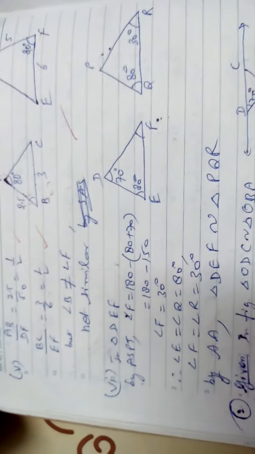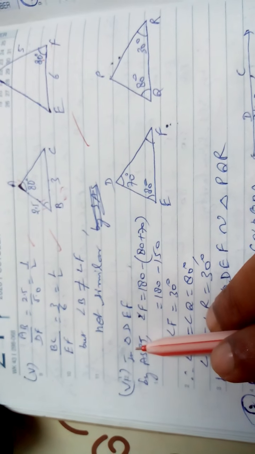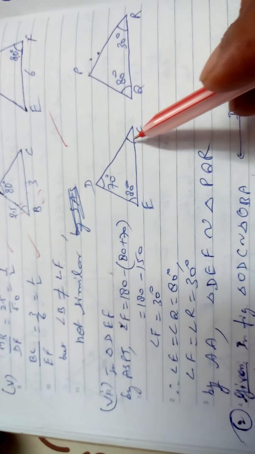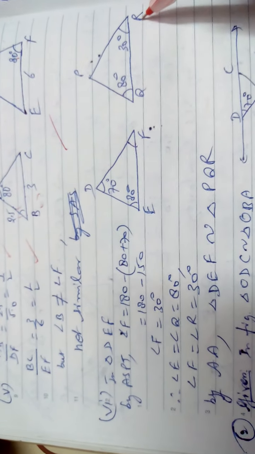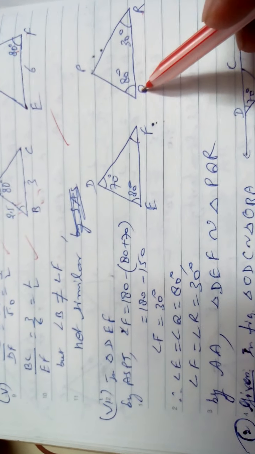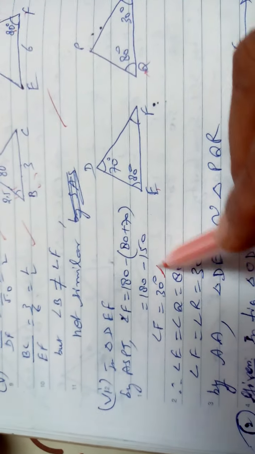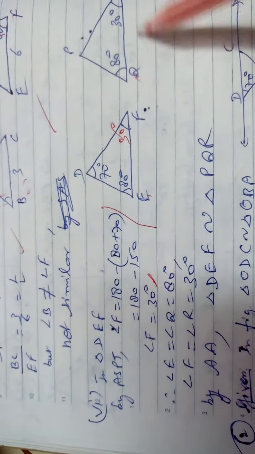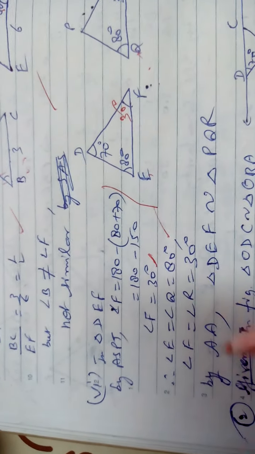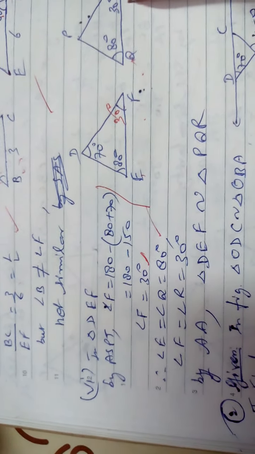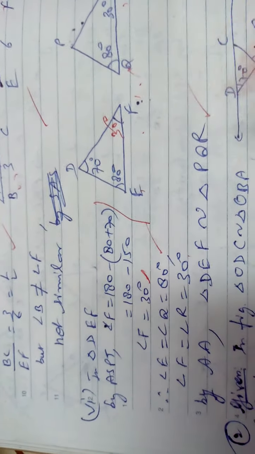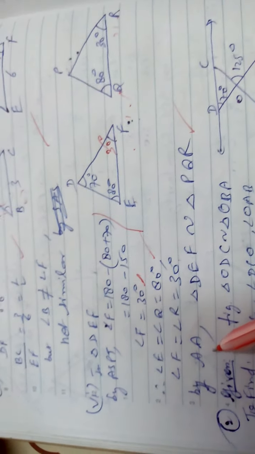Sixth part has given, in triangle DEF, you are seeing, but you apply ASPT because angle B is equal to Q is equal to E. E is equal to 30. First of all you apply ASPT, you are getting it is 30 degree. Now 80 and 30 is given. E is equal to Q and F is equal to R by 30 degree. So triangle DEF is similar to triangle PQR by double A, by double A similarity.